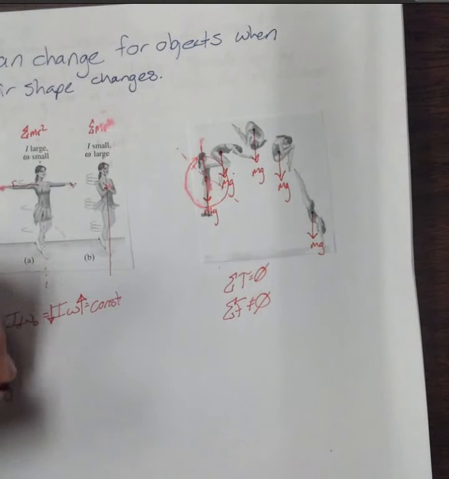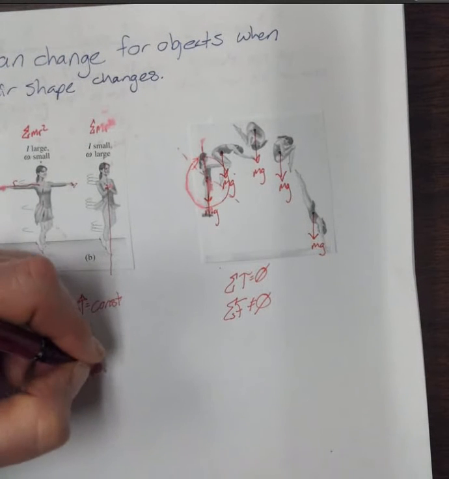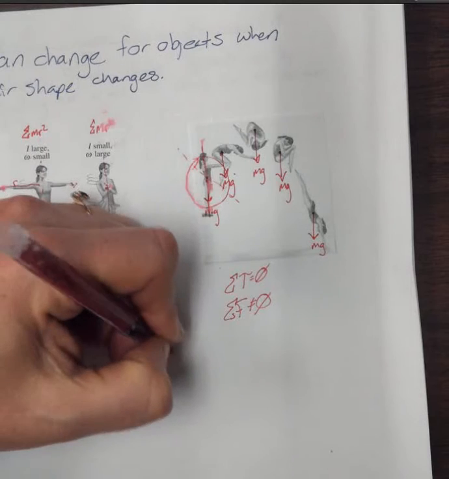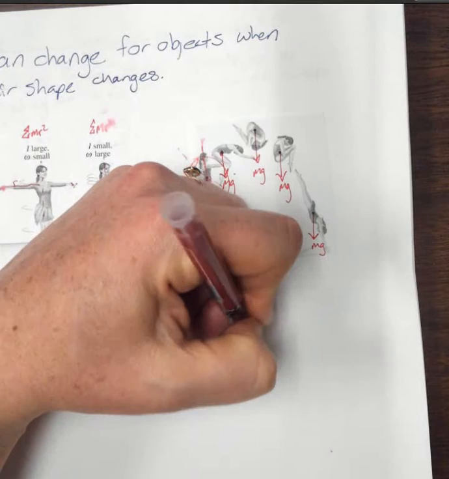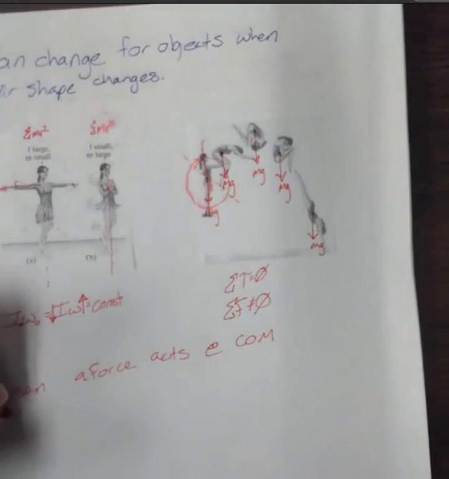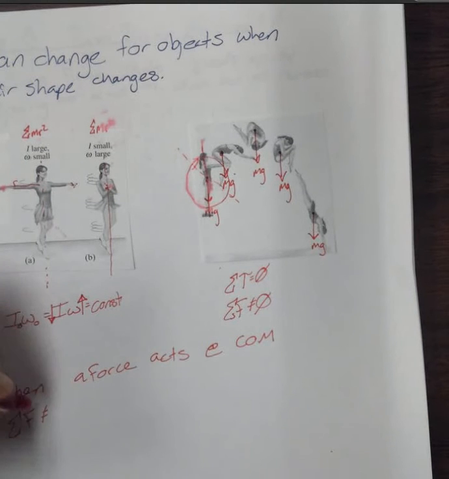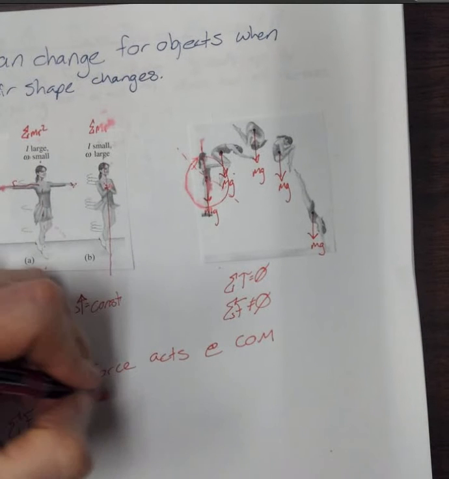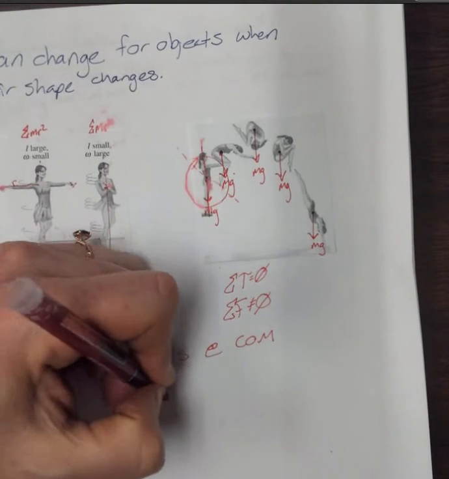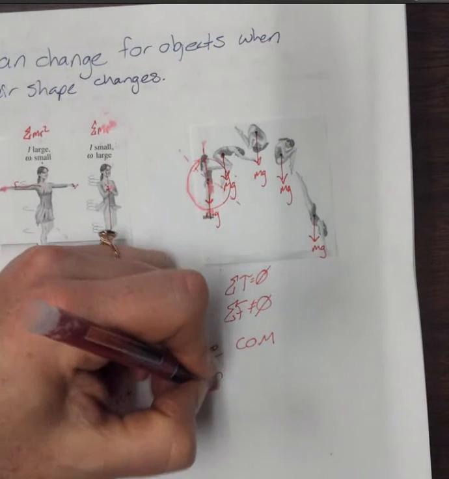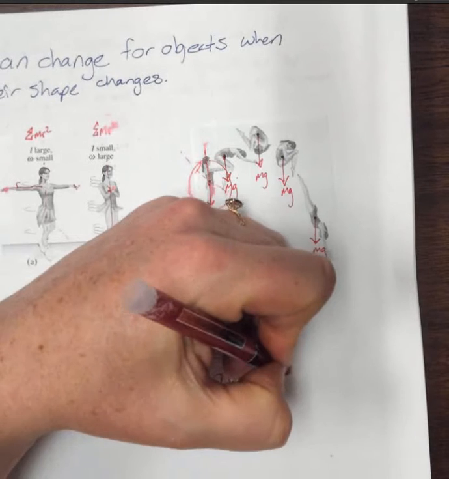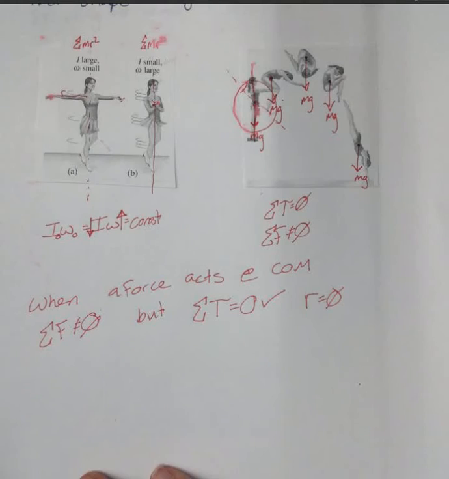So when a force acts at the center of mass, the net force will not necessarily be equal to 0, but the net torque will equal 0, and that's because the radius equals 0. And so that means that angular momentum can be conserved even when the net force on an object is not 0, just so long as the net torque on that object is 0.